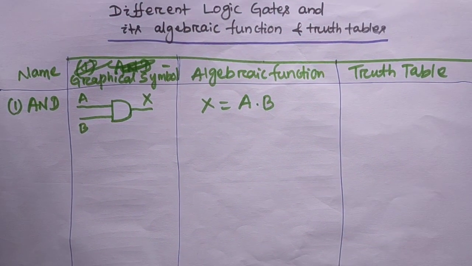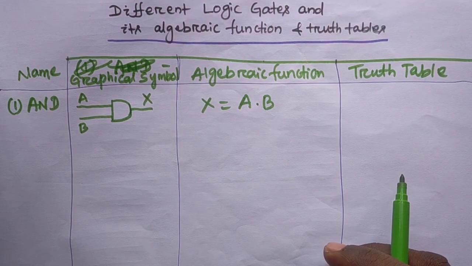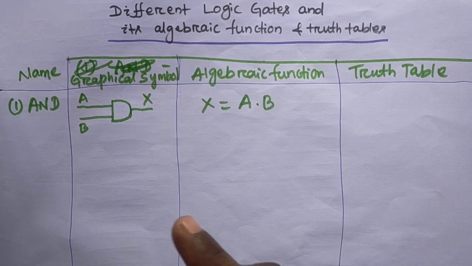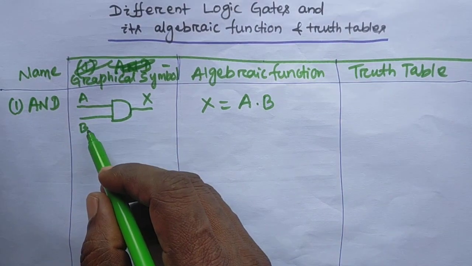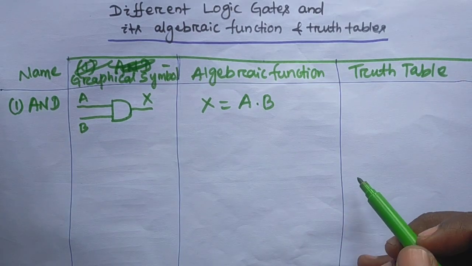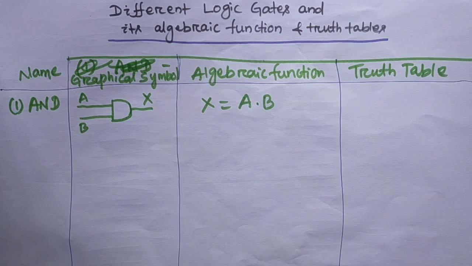Now we define the truth table. How is the truth table defined? Depending on the different input values, we can get the output, so the truth table is also defined accordingly. Now we see how the truth table is defined based on this particular AND gate.